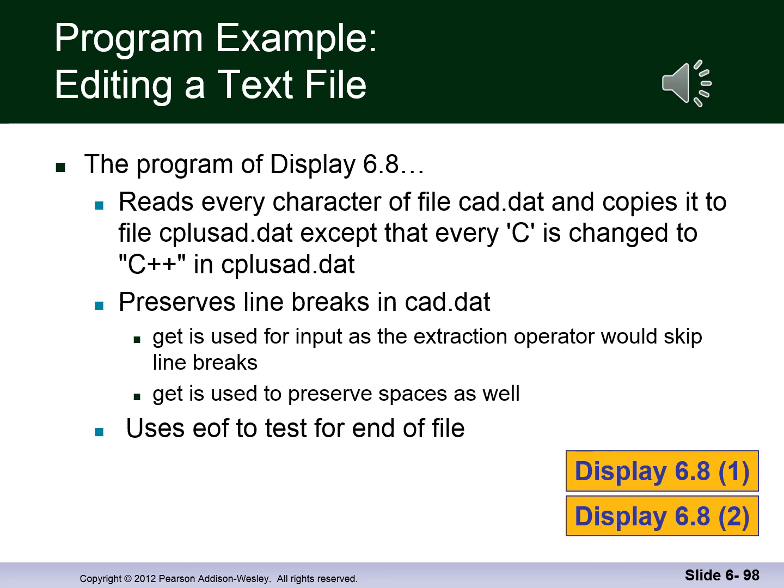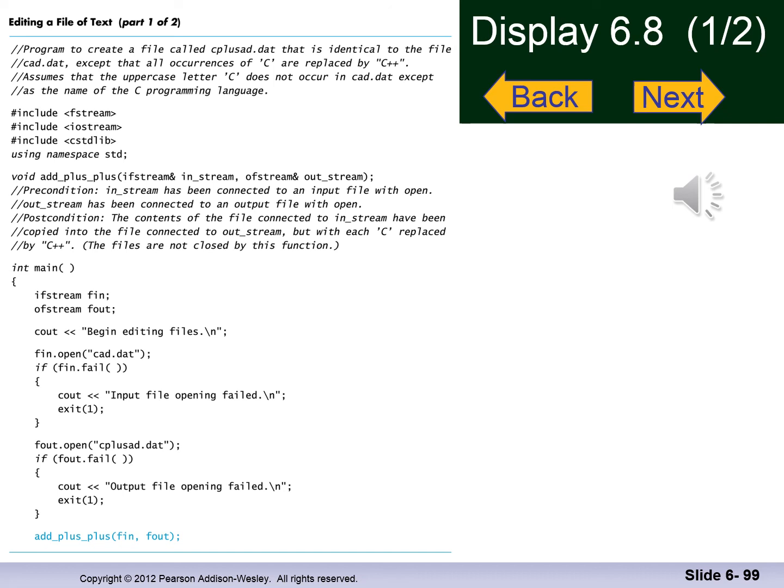On this slide, we see the beginning of program 6.8. Please look closely at the function declaration for the function called add++. It takes an input file stream object call by reference, formal parameter name instream, and it also accepts an output file stream object call by reference, has to be, and its formal parameter name is outstream.